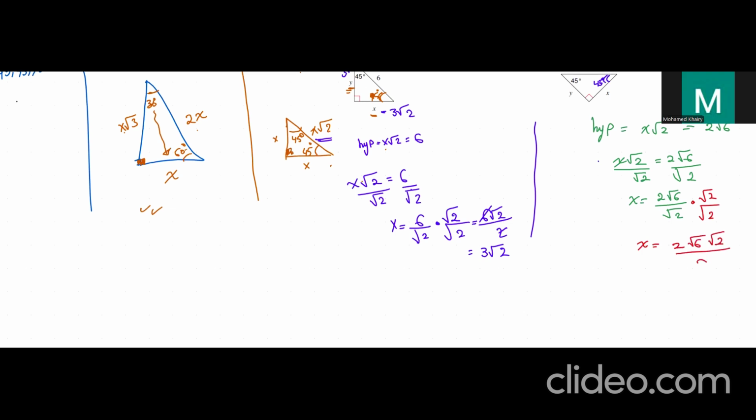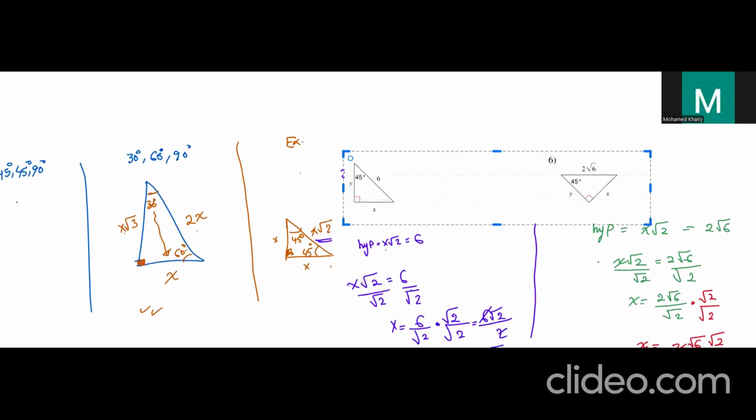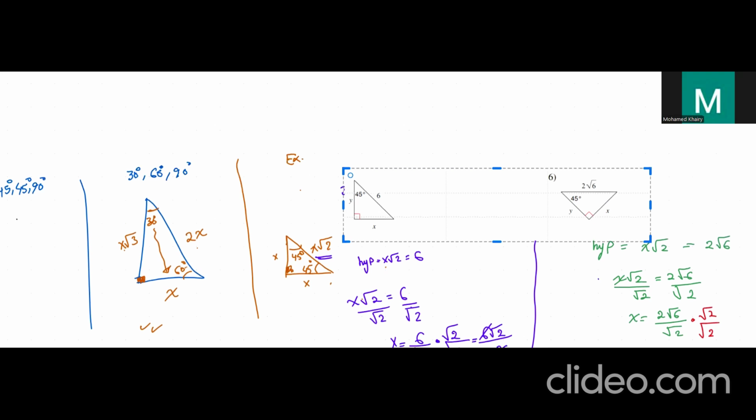This 2 will go with this 2. Under the fraction here, what do I have? This is 6. 6 here is 2 times 3, and I have 2. So we can take 2 out of the radical. So 2 here, radical 3. So this is now x. How can I write it? x here equals what? 2 radical 3. So x here equals 2 radical 3, and y also 2 radical 3. I hope it's clear for now.